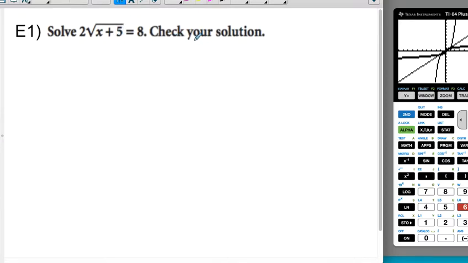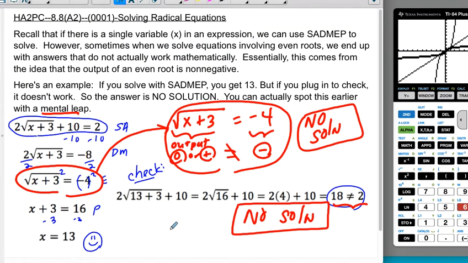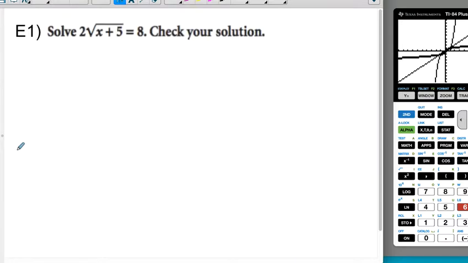And the reason that you're being asked to check your solution is because anytime you're dealing with even roots, you should check your solution for the very reason that we saw over here, which is sometimes your answer is going to look mathematically right, but then turn out to be wrong. So I'm going to go ahead and use subtraction and addition. There isn't any because everything's in the root. I look for division and multiplication, and I realize that I can divide both sides by 2, right?